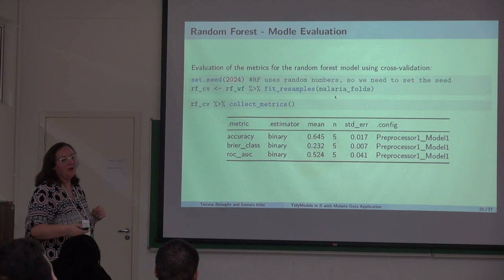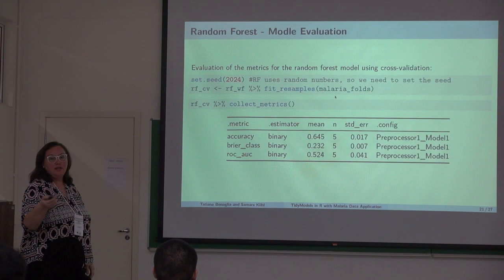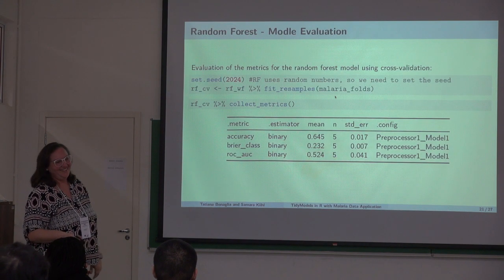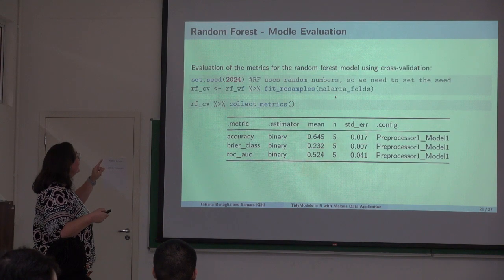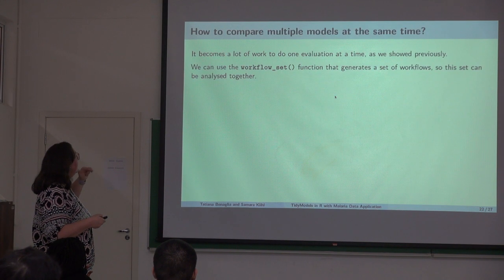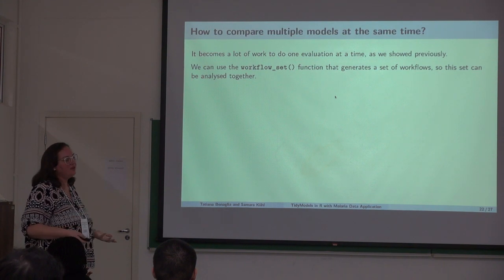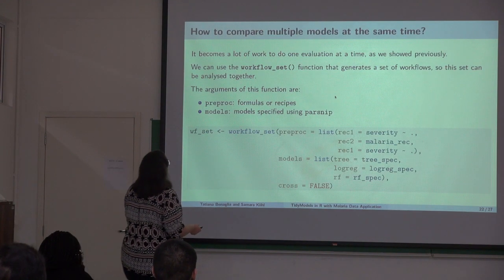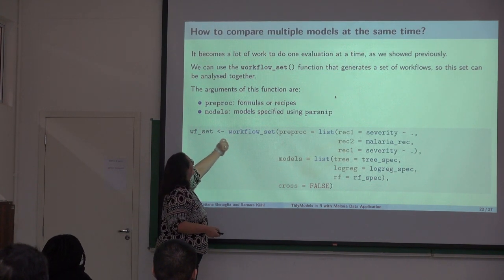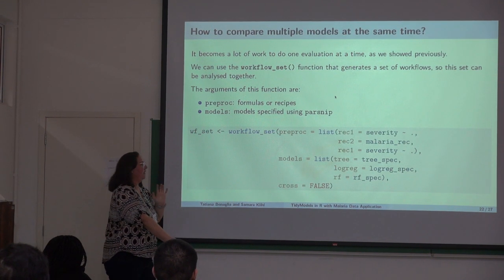Okay, so here I'm doing one by one. We're not going to do one by one because we're going to try, I don't know how many. Remember, if you're not lazy, you're going to try a bunch of models. So then you can use what is called workflow set. So you make a set of workflows. How are you going to do this? You have the workflow set function. You have 2 arguments: a list of pre-processing, a list of models.